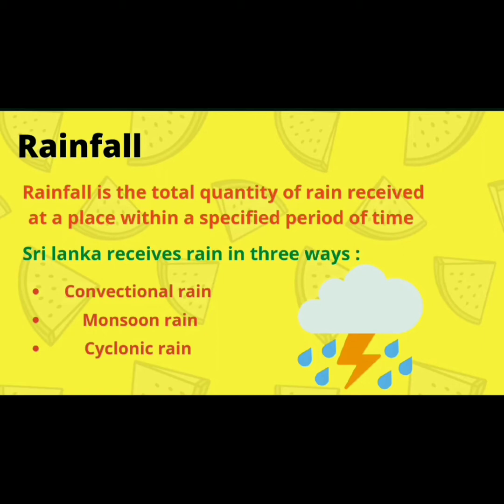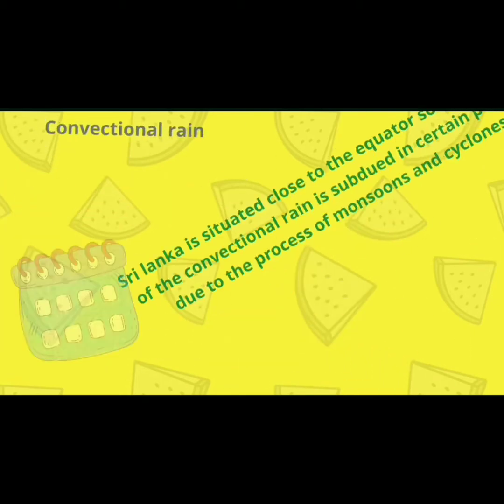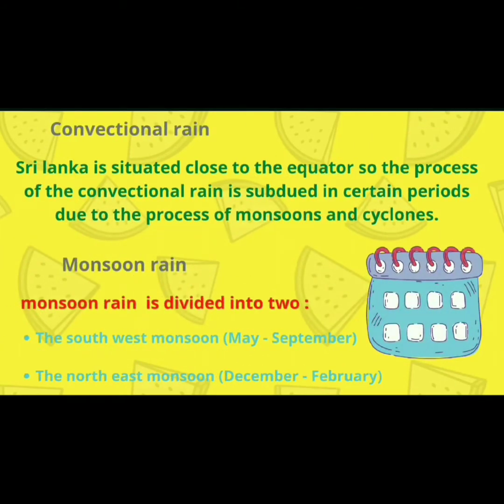Now let's move on to the topic rainfall. Rainfall is the total quantity of rain received at a place within a specified period of time. Sri Lanka receives rain in three ways, such as convectional rain, monsoon rain, cyclonic rain. Convectional rain. Sri Lanka is situated close to the equator, so the process of convectional rain is subdued in certain periods due to the process of monsoons and cyclones.